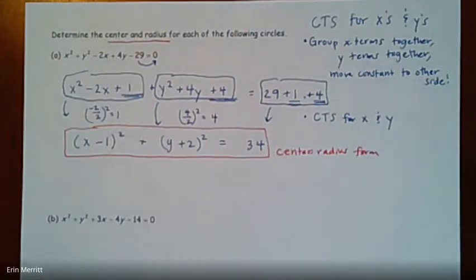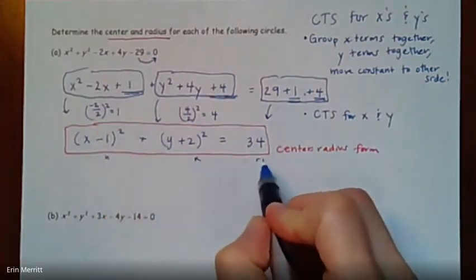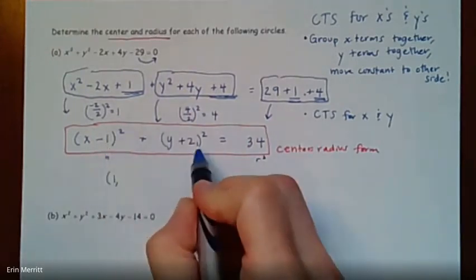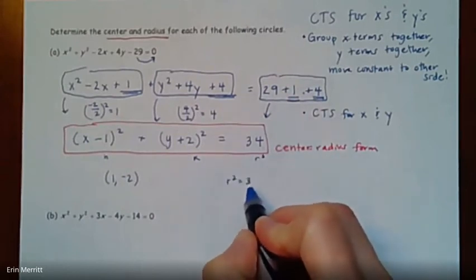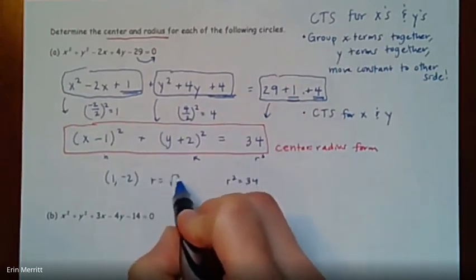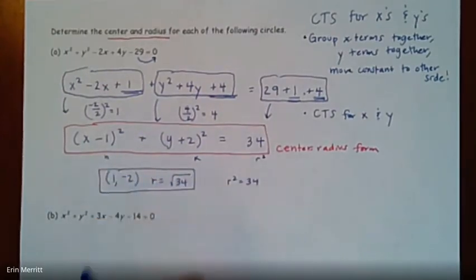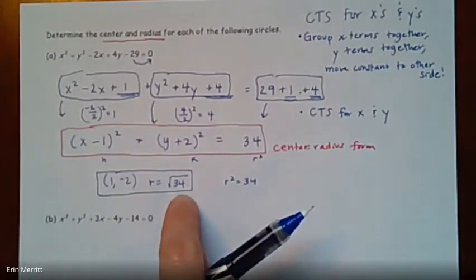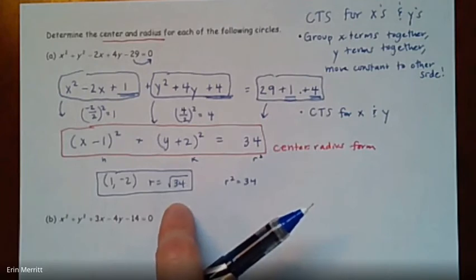So now that it's in the form that you need, we should be able to pick out the h, the k, and the r squared. So h should be 1, k -2, and since r squared equals 34, the r value would be radical 34. There we go. So now if I went to graph this, I'd plot that center point and then think square root of 34, square root of 36 is 6. So this would be like 5.8-ish maybe. You could approximate what it would look like.